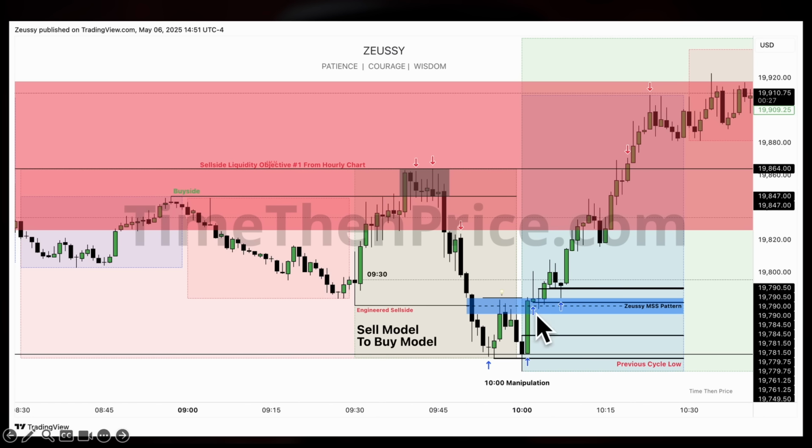What I would like you to understand is that the market structure shift pattern is the strongest algorithmic signature which you can be looking for to confirm reversals taking place. Now, the pattern by itself means nothing.